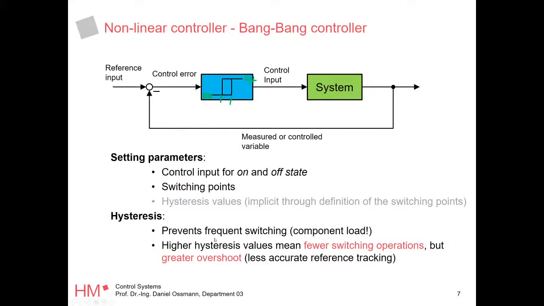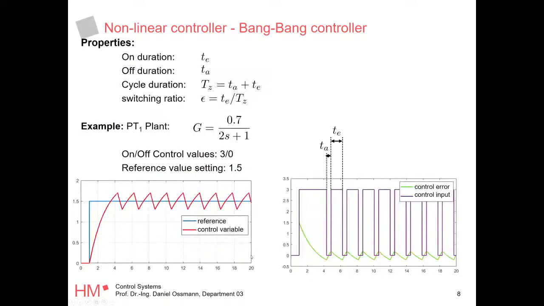You prevent too many switches because this is putting some load on your component. And if you have higher hysteresis, you have fewer switching, but you have greater overshoot. So I will show you that in a second in an example. In a practical MATLAB example, what that actually means.